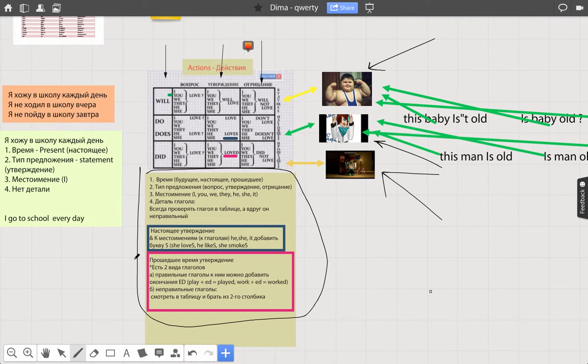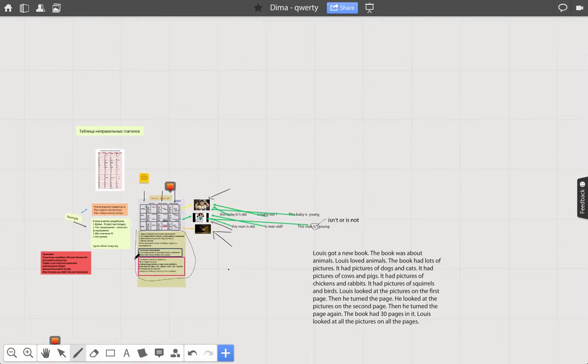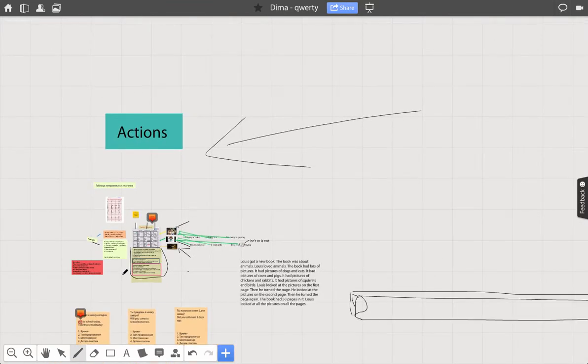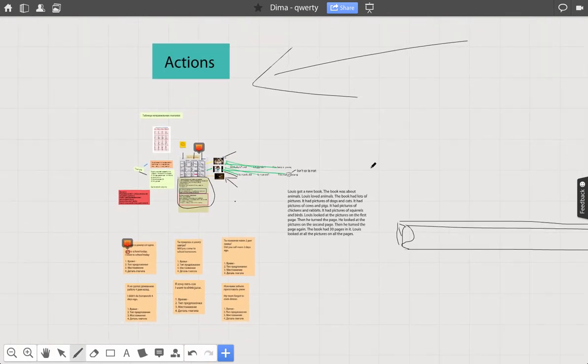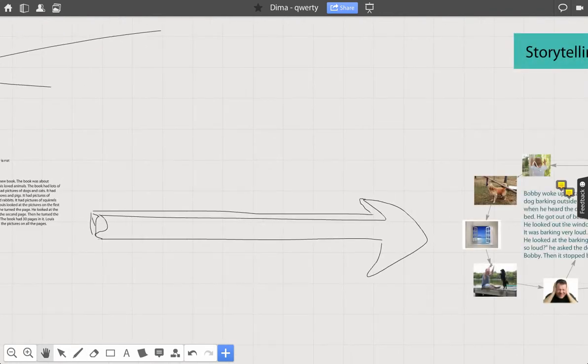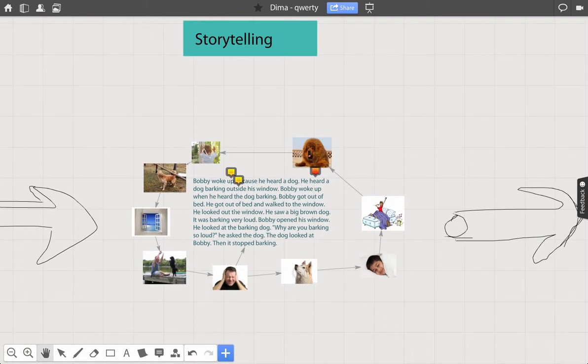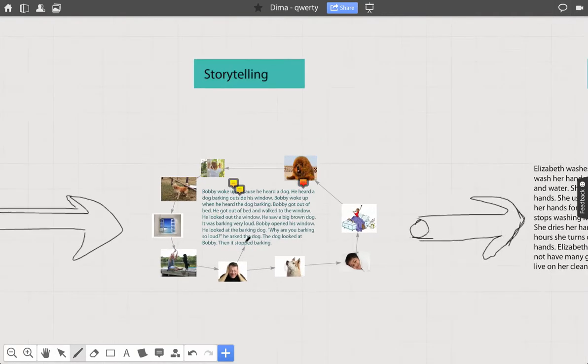Speaking about actions, the whole thing took us about four or five classes to learn. And then I decided to introduce him to storytelling, because I also believe storytelling is important.